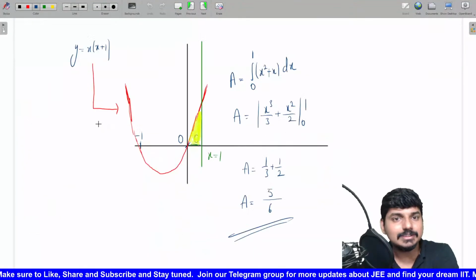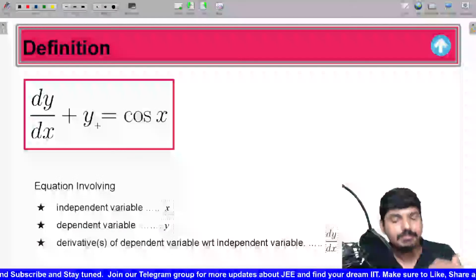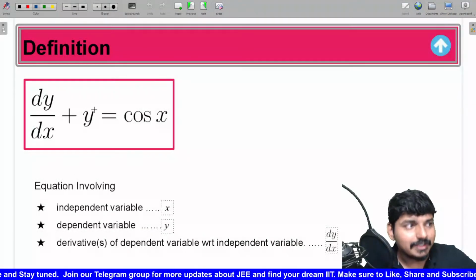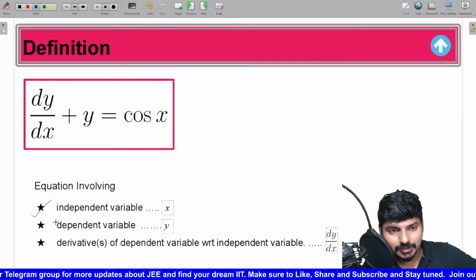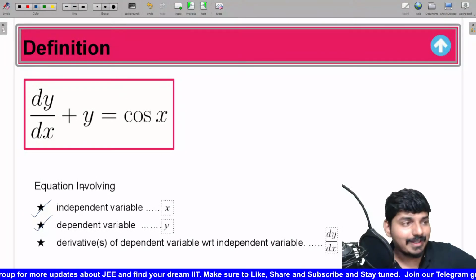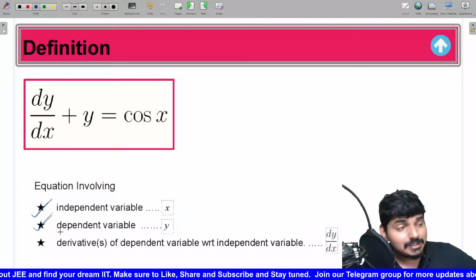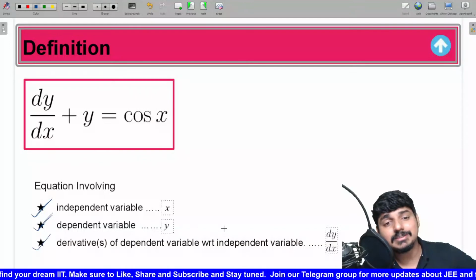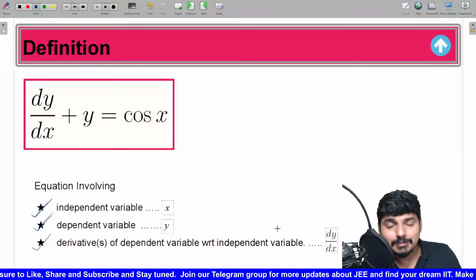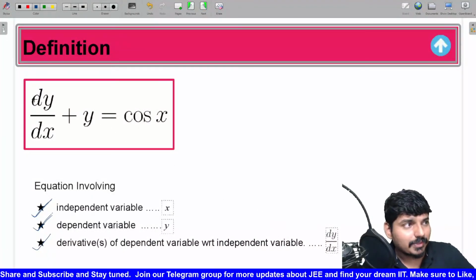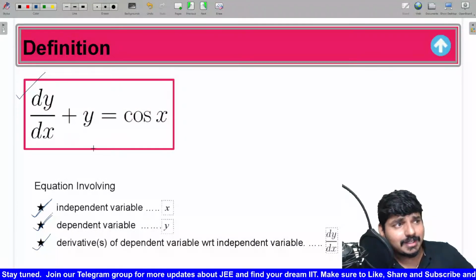Now, let us start discussing the topic of differential equation. Everyone, you need to understand what a differential equation means. Let us say an equation involves a dependent variable, an independent variable, and a derivative of the dependent variable with respect to the independent variable. Then that particular equation is simply nothing but a differential equation. So you see here, dy by dx plus y is equal to cos x. We can say this is a differential equation.